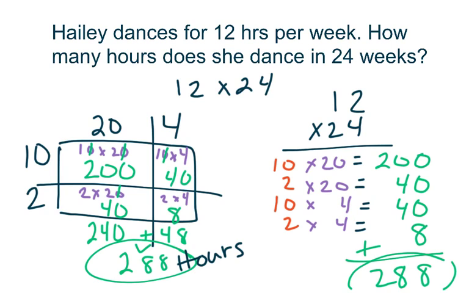Okay, that's our review for those 4 lessons. Pretty fast, pretty simple. Make sure when you are using your area model or your partial products that you are multiplying each piece correctly and comparing it to your estimate.